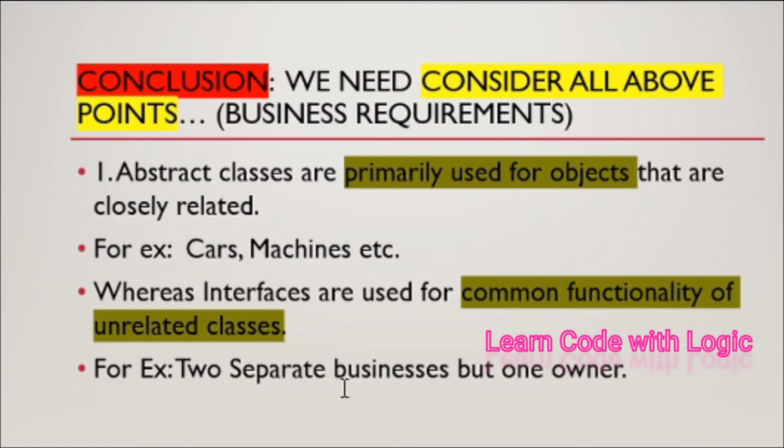For example, having two businesses but the owner is the same. Suppose an actor can produce his own movie. He is an actor and he is a producer at the same time, right? In those cases, it is better to use interfaces. As I said earlier, we have to see all the other differences we were talking about. Suppose you want to implement multiple interfaces at the same time, in that case interfaces are the best option rather than abstract classes.